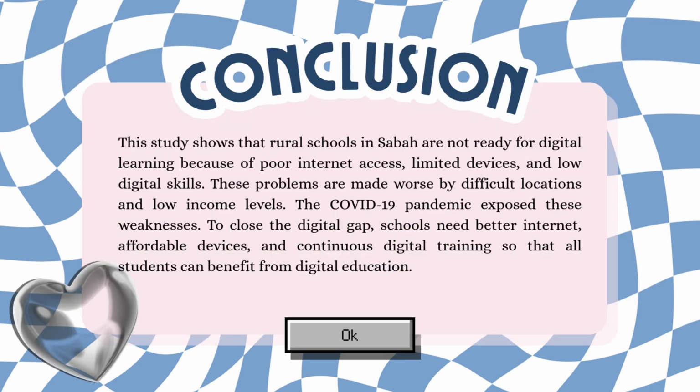In conclusion, this study shows that rural schools in Sabah are not ready for digital learning. Many schools have poor internet, not enough devices, and low digital skills. These problems are worse in remote and low-income areas. The COVID-19 pandemic exposed these weaknesses. To close the digital gap, schools need better internet, affordable devices, and continuous digital training so that all students can benefit from digital education. That's all.